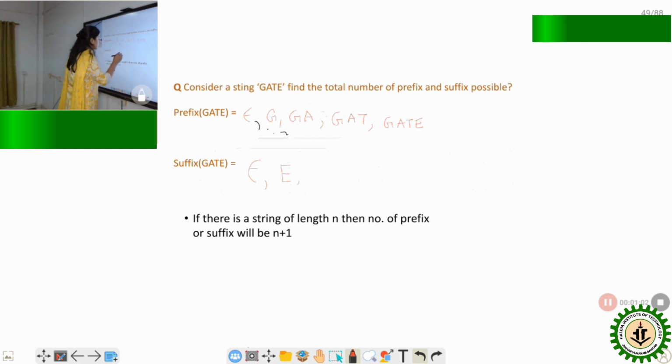E, TE, ATE, and GATE. Okay, so if there is a string of length n, then the number of prefixes or suffixes will be n plus 1, because the number of symbols in a string is n. So G, GA, GAT, GATE, and after that we are adding epsilon. That's why it will be n plus 1.